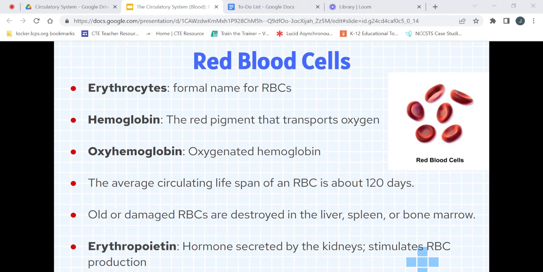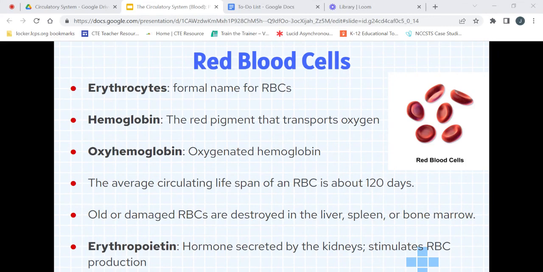The average circulating lifespan of a red blood cell is about 120 days. Old or damaged red blood cells are destroyed in the liver, spleen, or bone marrow. Erythropoietin is the hormone secreted by the kidneys that stimulates red blood cell production. A mature red blood cell is a tiny, flexible, biconcave disc.